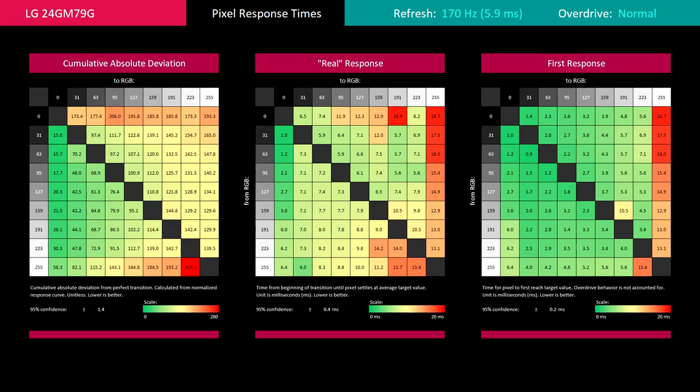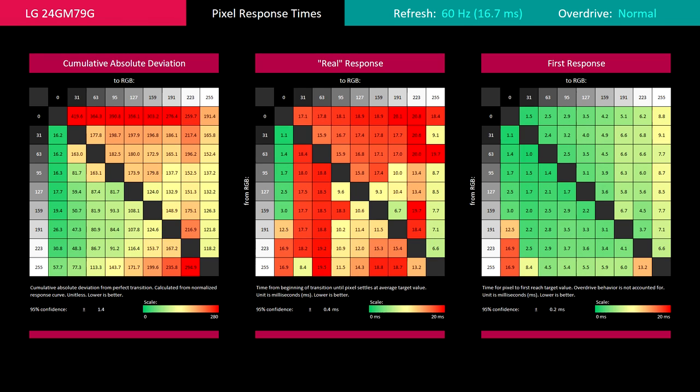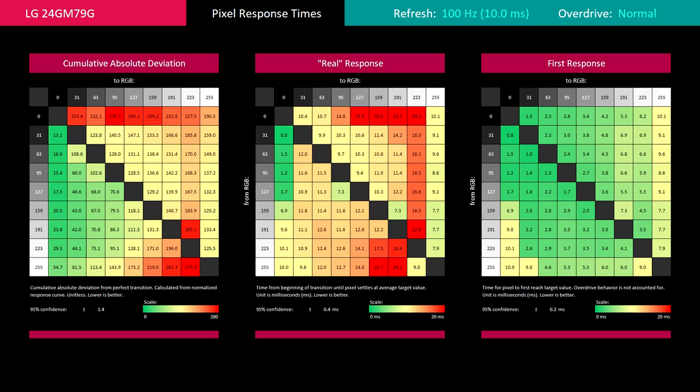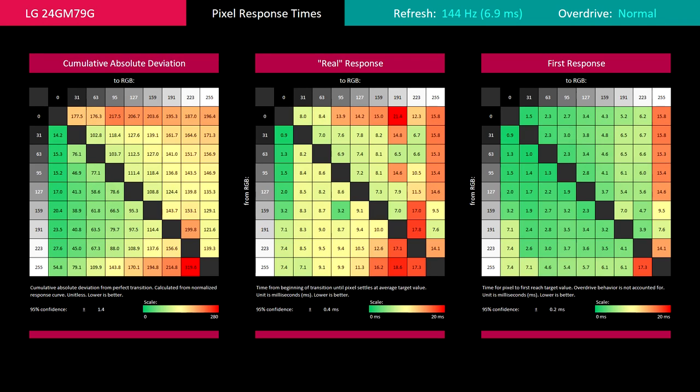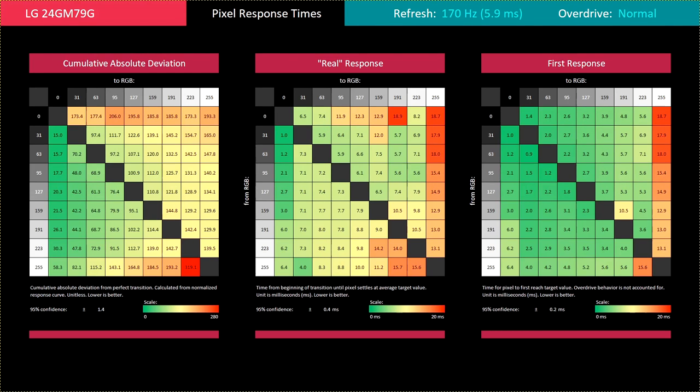With normal selected as the best overdrive setting, I tested response times at a variety of refresh rates. If I quickly run through the graphs in reverse order from 170 to 144 to 100 and finally to 60Hz, watch the CAD and real response. I'll run through that several times. This time, let's pay attention to one particular real response, 63 to 127.